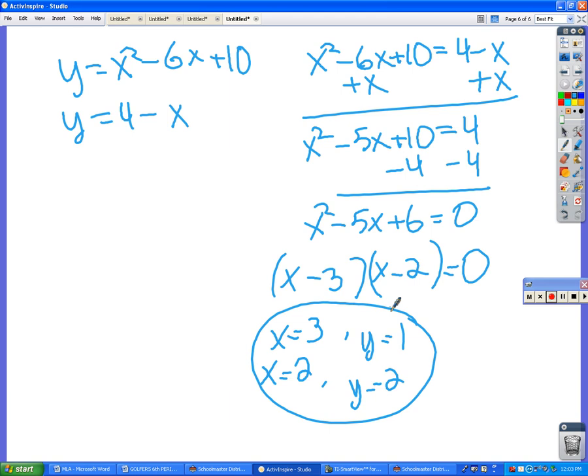Okay? So we're pretty much going to start out, take the things, set them equal to each other, and then get everything onto one side, and then either factor it or quadratic formula it if you like that better.